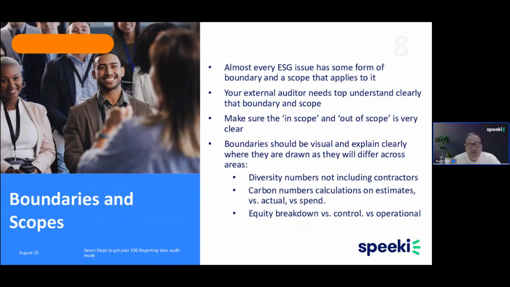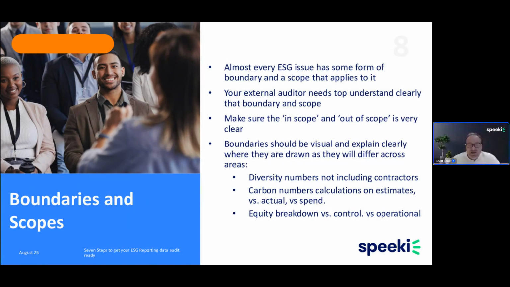Now let's move into the next category around boundaries and scopes. Now, all of us have read sustainability statements and realize that they can be absolutely shockingly misleading. And most of that misleading piece comes down to boundaries and scopes.